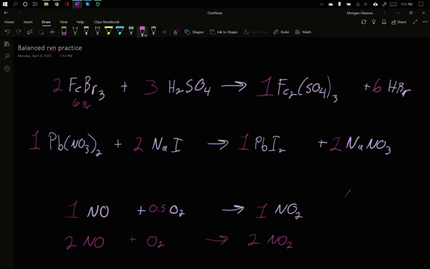So effectively this was an NO, there was an O2, another NO, and each of them stole one of those oxygens. And so this is one where we needed to multiply in order to be able to balance this reaction properly. All right, I hope you enjoyed those practice problems.